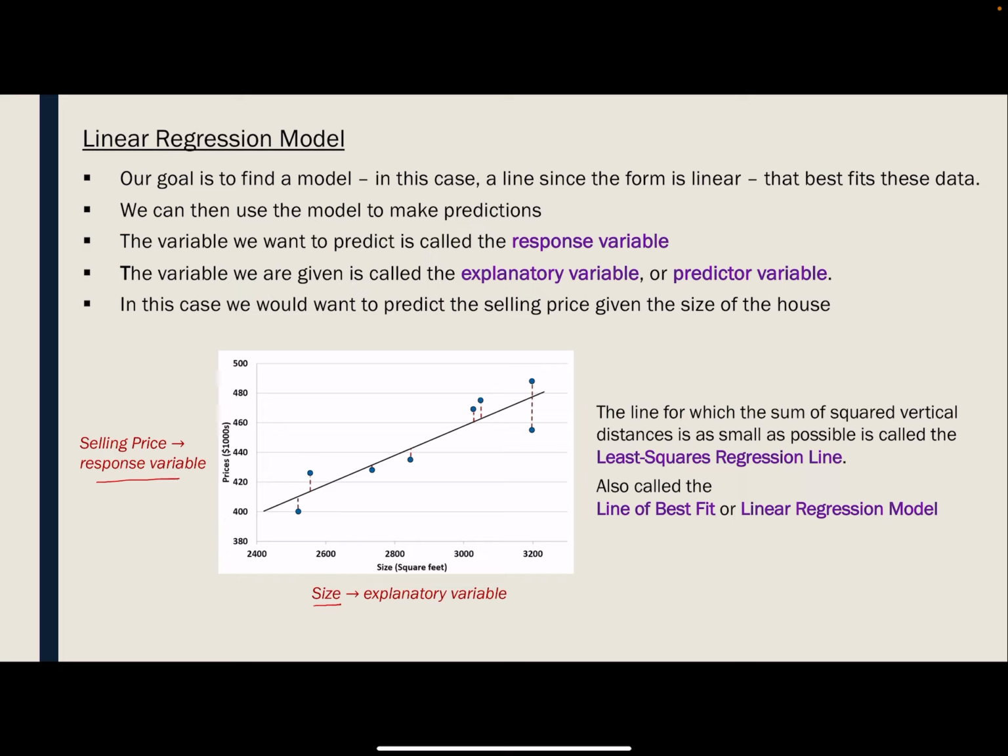So to find this linear model, what they do, and of course we would use technology to do this, is they find the vertical distance between the line and the data point. They square this distance. They do that for all the points and add up all of those squares. And whichever line has the smallest sum of all of those squared vertical distances is called the least squares regression line. It's also called the line of best fit, or I like to use the term linear regression model.